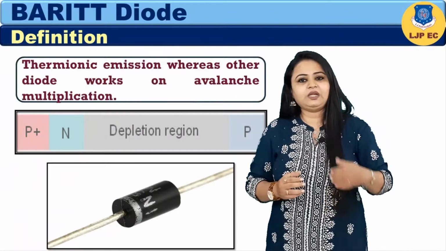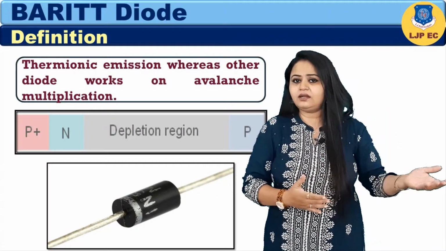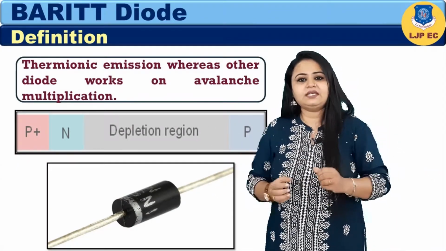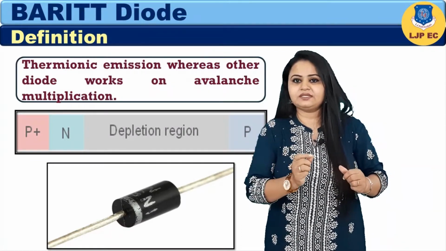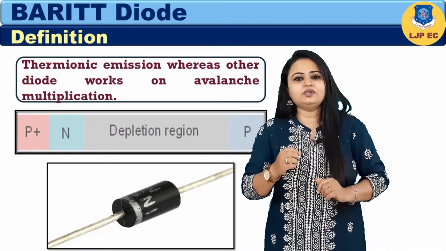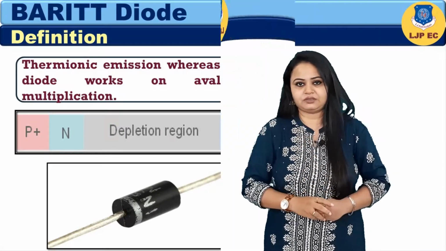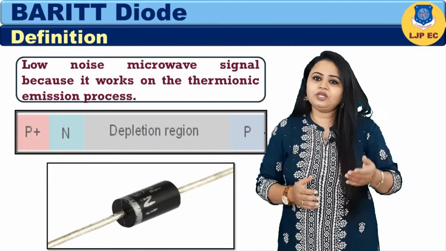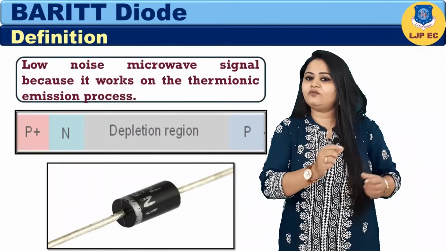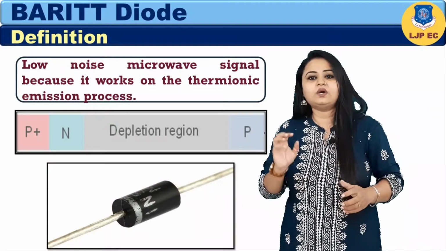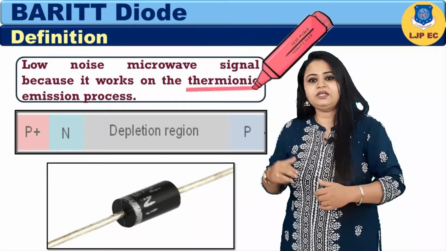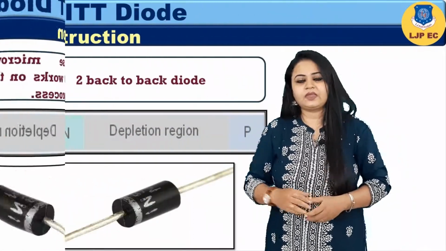The main difference between Barrett diode and other diodes is that Barrett uses thermionic emission, whereas other diodes use avalanche multiplication. Barrett diode can produce low noise microwave signal because it works on thermionic emission process.